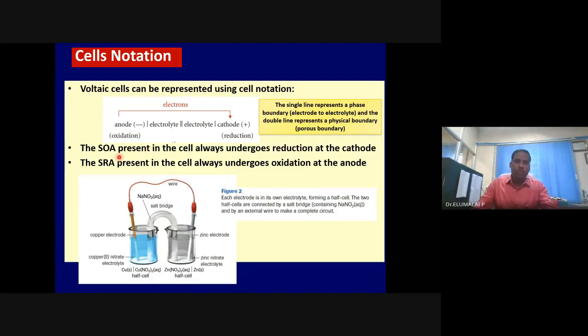So this is the key. The strongest oxidizing agent present in the cell always undergoes reduction at cathode. The strongest reducing agent present in the cell always undergoes oxidation at anode.